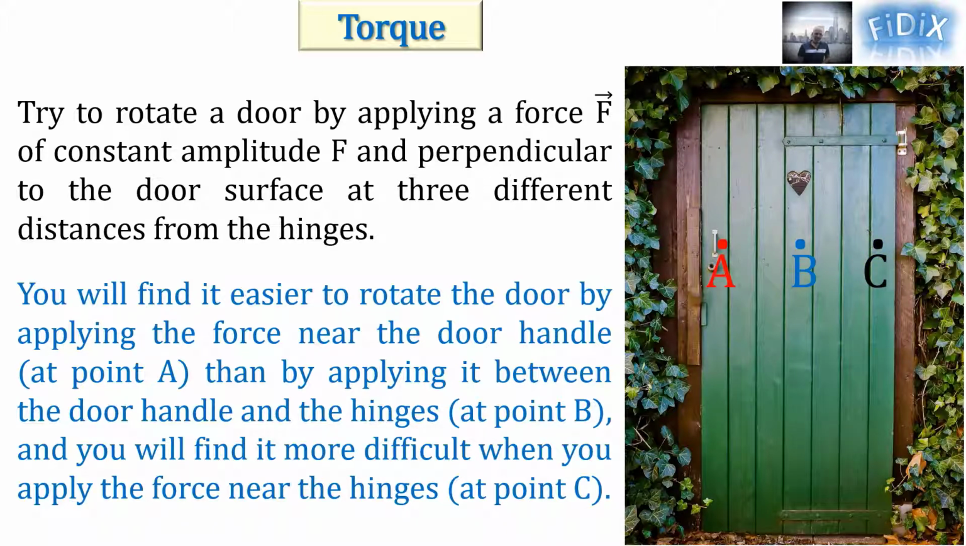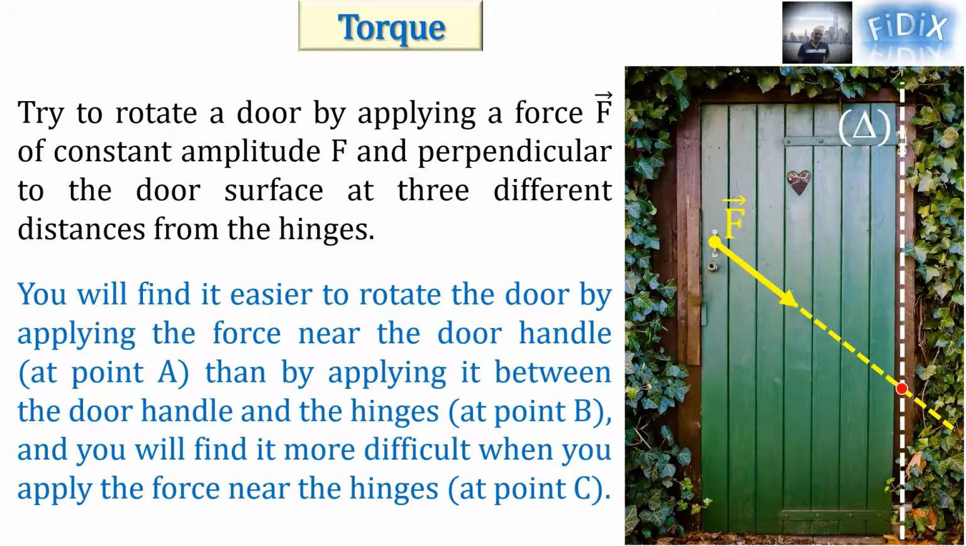Now, if you try to rotate the door by applying on its handle a force which is parallel to the imaginary axis delta passing through the hinges and called the axis of rotation of the door, you won't be able to rotate it regardless of the chosen direction of this force. And if you try to rotate it by applying on it a force whose line of action intersects the axis of rotation delta, you also won't be able to rotate it regardless of the chosen direction of this force.